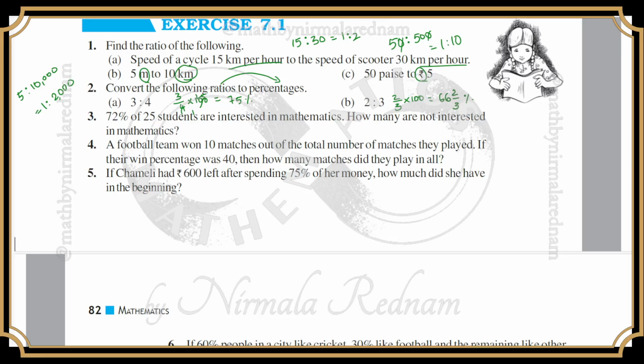A football team won 10 matches out of the total number of matches they played. If their win percentage was 40, then how many matches did they play in all? So, in every sum that you come across, you must have noticed that you have the ratio x1 by y1 is equal to x2 by y2. Three of them are given to you, and you have to find the fourth entity by simply cross multiplying, right? So, let us see. 10 matches out of a total number of matches they played is equivalent to 40%.